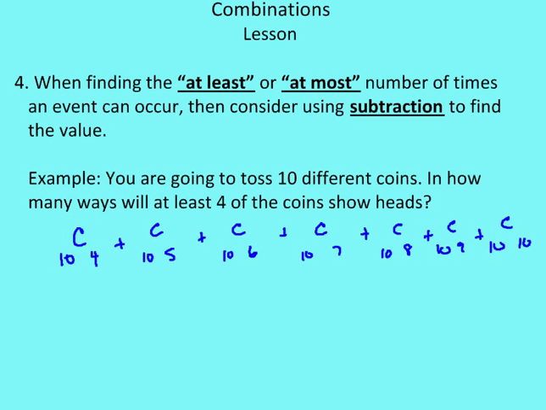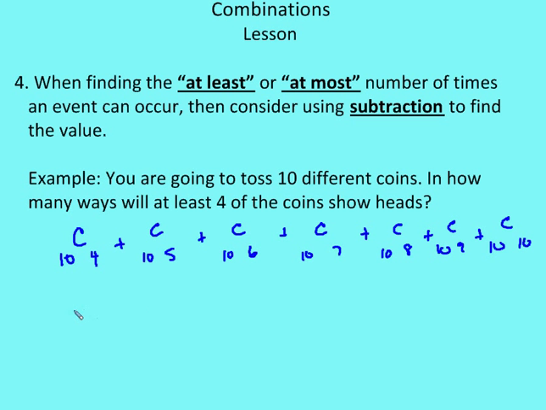Now, there is an easier way to do this, and really what we want to do is find out the total number of possible combinations, including heads and tails, and then subtract those that are not in the set, so those where I get 3 or fewer heads as part of the result. So let me go ahead and talk to you about how that would work.